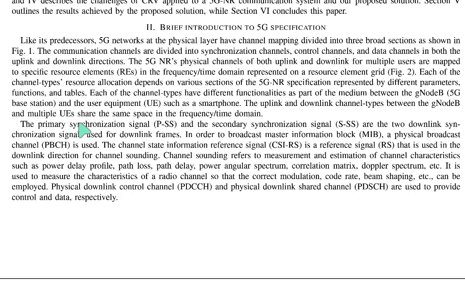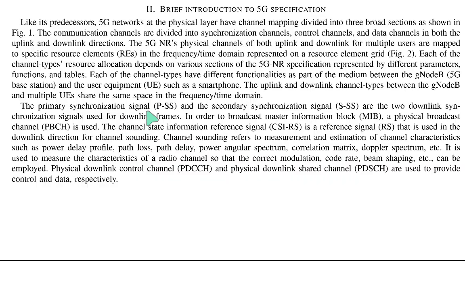The primary synchronization signal (PSS) and the secondary synchronization signal (SSS) are the two downlink synchronization signals used for downlink frames. In order to broadcast the master information block (MIB), a physical broadcast channel (PBCH) is used. The channel state information reference signal (CSI-RS) is a reference signal (RS) that is used in the downlink direction for channel sounding.